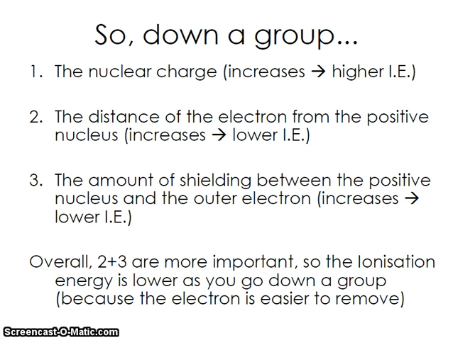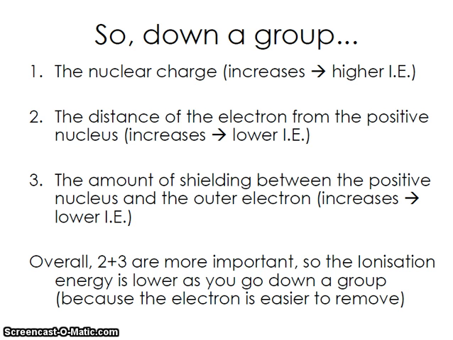So now we need to look at the trends, and as you go down a group, three things happen. So the first thing that happens is that the nuclear charge increases, because as you go down a group, you've got more and more protons, so nuclear charge has gone up. This would tend to give a higher ionisation energy, for the reasons we discussed before.